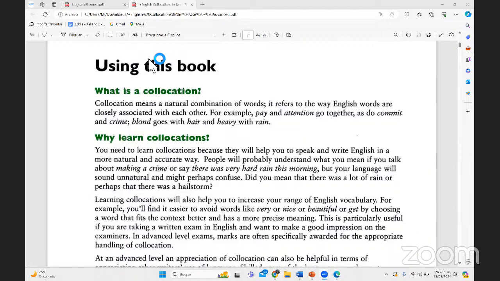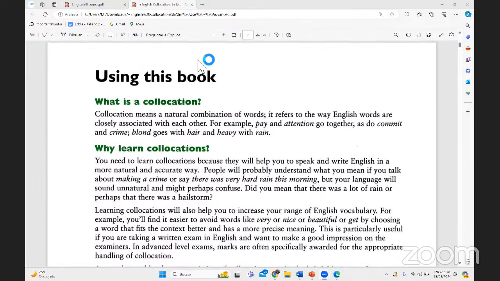And can you read the next part? Why learn collocations? Please, Heidi, can you read why learn collocations? Yes, teacher. Why learn collocations?